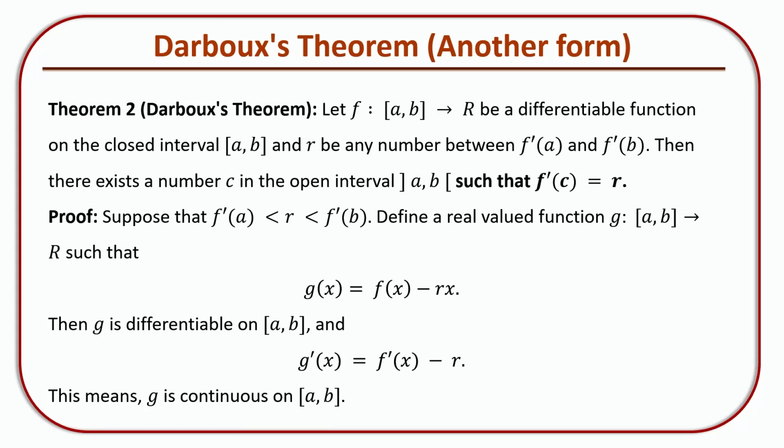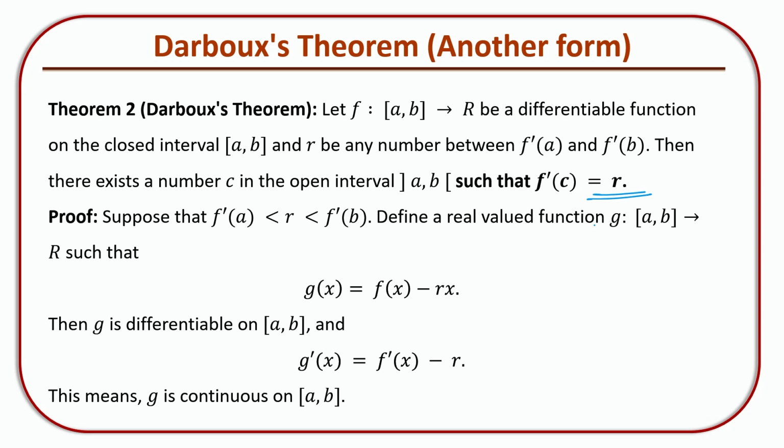Now, sometimes to prove many theorems, we use the interior extremum theorem, and it is useful to prove the Darboux theorem, which is in another form. So it is recommended that you go through both statements of the Darboux theorem, where we have seen that f dash of a is less than 0 and f dash of b is greater than 0. Then there exists a point c between a and b so that f dash of c is equal to 0.